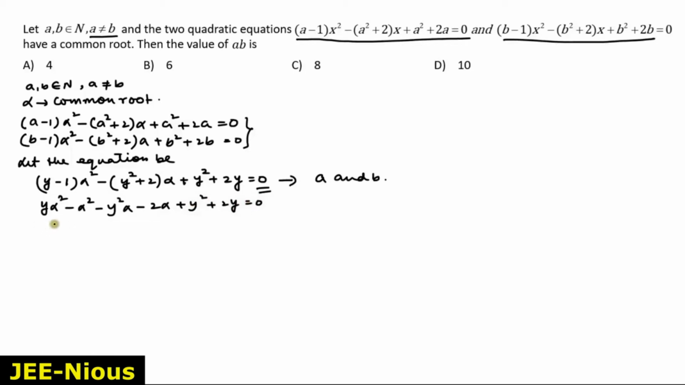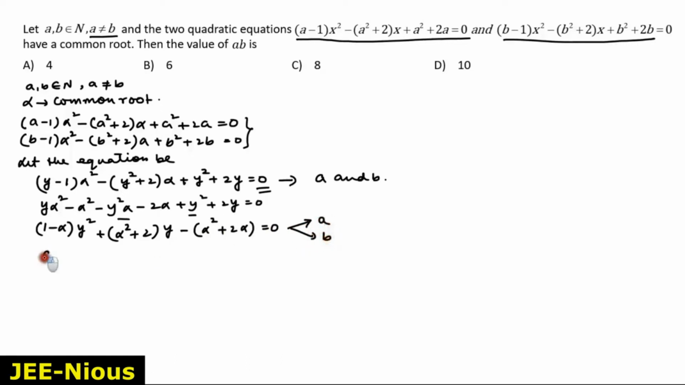from here we are making it a quadratic equation in terms of y. So we are having y square here, so I'm taking y square common. We are having (1 minus alpha) y square plus (alpha square plus 2) y minus (alpha square plus 2 alpha) equals 0. Now, for this quadratic equation, there are two roots. One is a, another one is b.